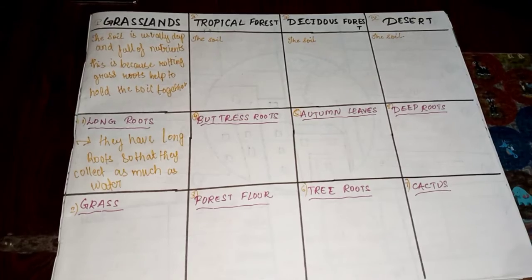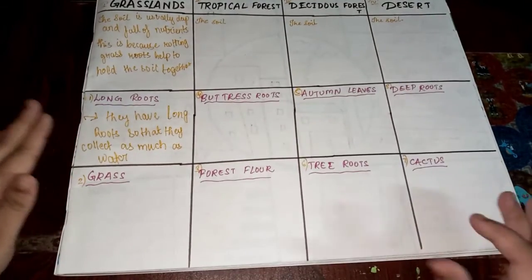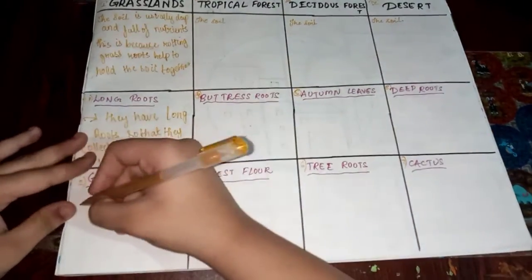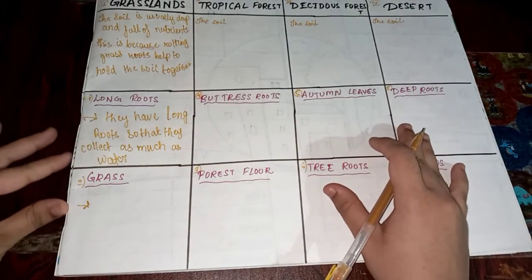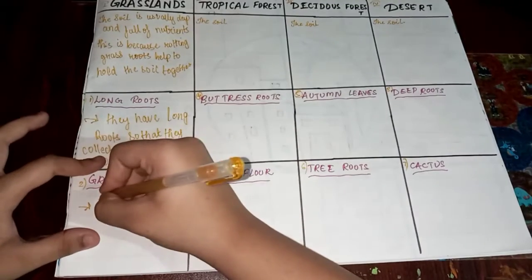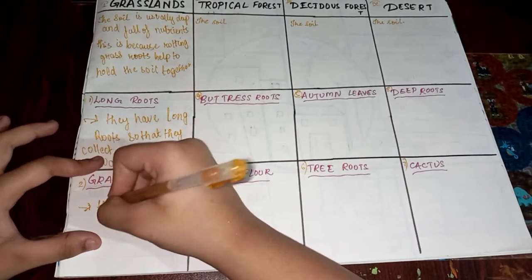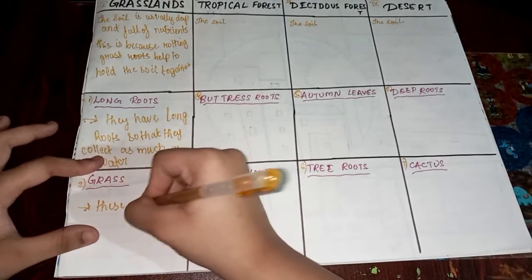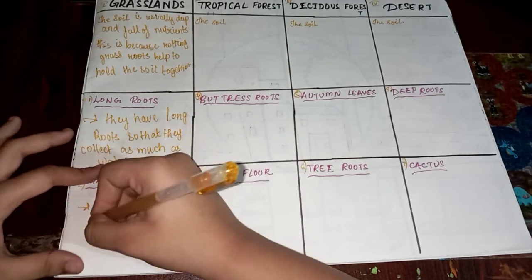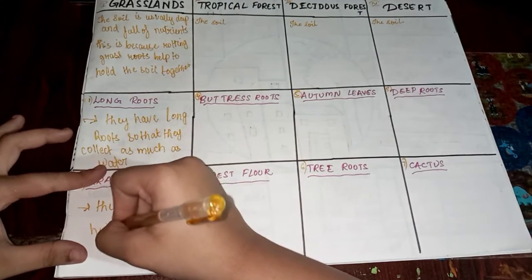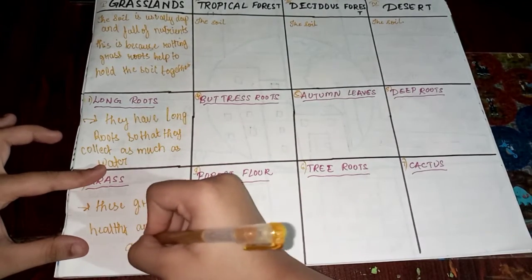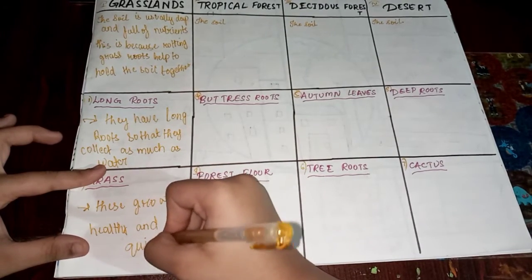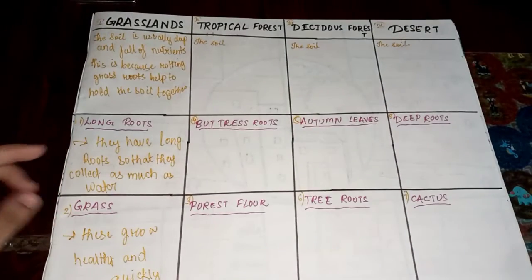Next is grasses. The soil is rich in nutrients. This soil is rich in nutrients, so many grasses grow healthy and quickly because of the good soil.